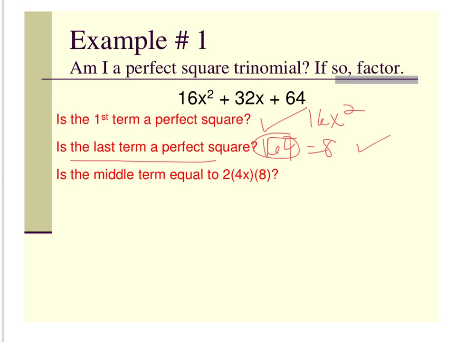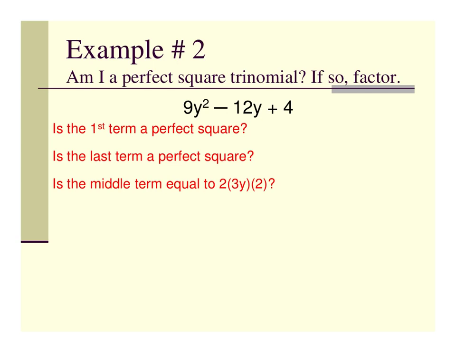Then you're looking to see if the middle term is equal to 2 times the square root of the first, which is 4x, times the square root of the last, which is 8. So 2 times 4 times 8. What is 2 times 4 times 8? Well, 2 times 4 times 8 is 64. So guess what? This one is not a perfect square trinomial.